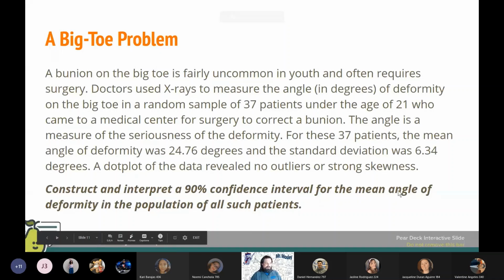We just steal the last part. The true mean angle of deformity in the population of all such patients. Slap that on at the end. Now we've gotten the correct context.